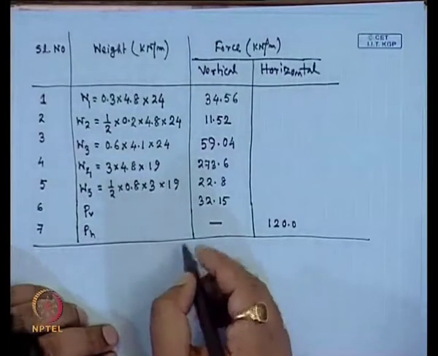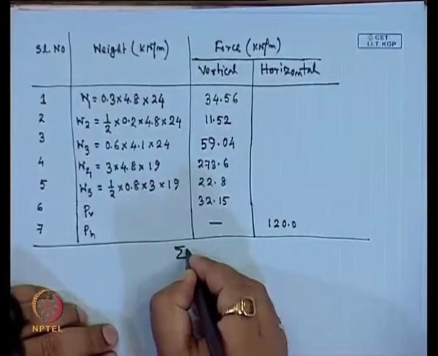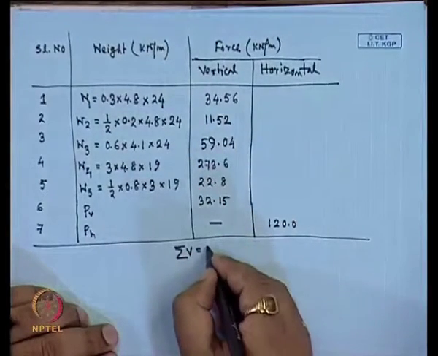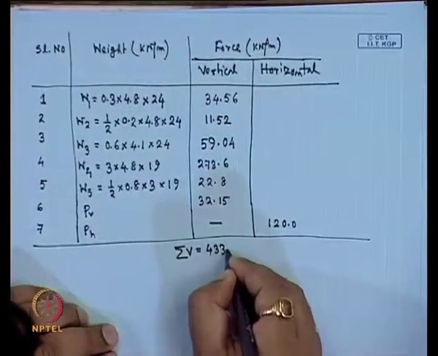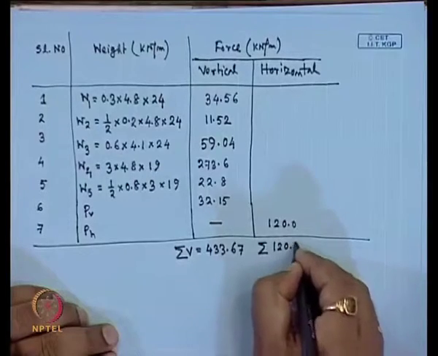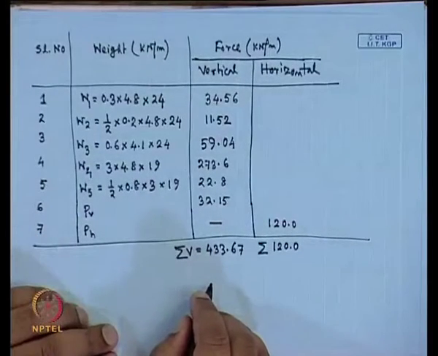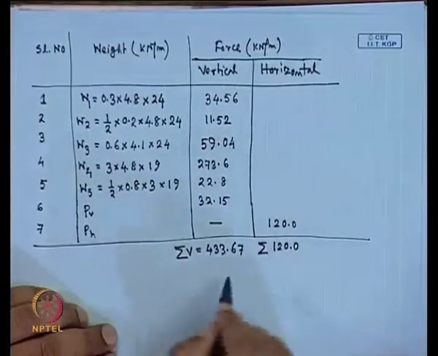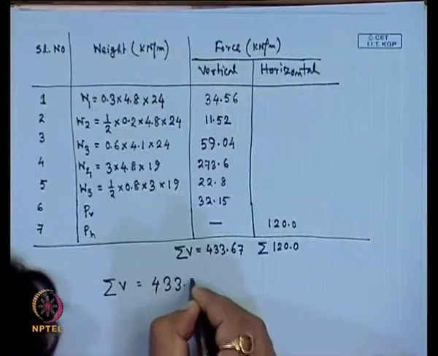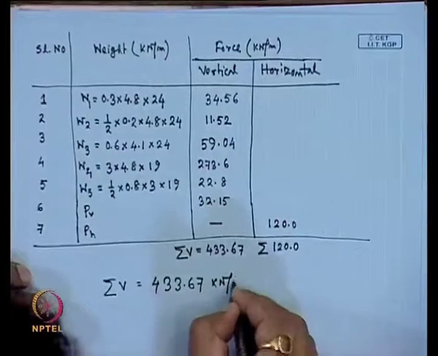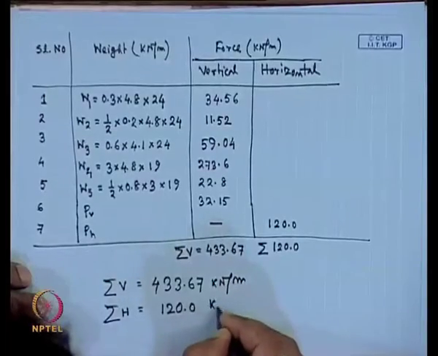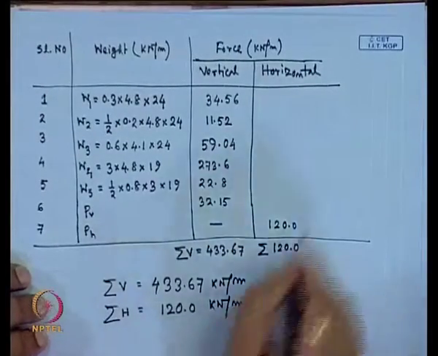That is 120 kilonewton per meter. So, we can write the total vertical force, summation of V, equal to the summation of this vertical column, which is 433.67 kilonewton per meter, and the summation of horizontal force is 120 kilonewton per meter. So, this is the force table.